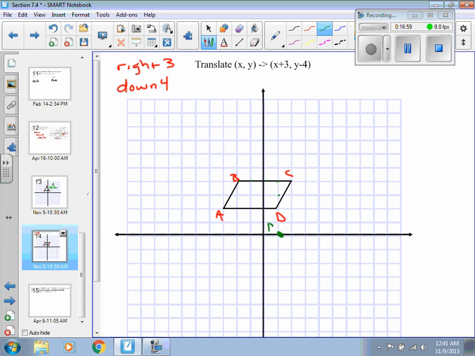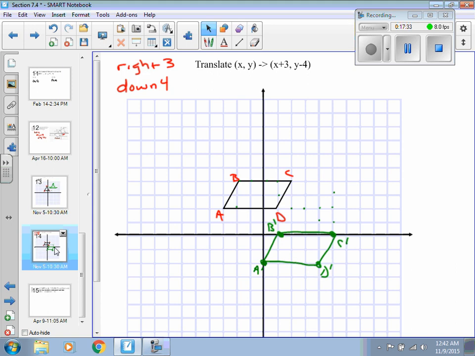Okay, it's going to be B prime. C, 1, 2, 3, and down 4, 1, 2, 3, 4. Okay, it's going to be C prime. A, 1, 2, 3 to the right, 1, 2, 3, 4 down is A prime. And we're going to do the same thing with D: 1, 2, 3, and then down 4, 1, 2, 3, 4. And that's D prime. Then we're going to connect our dots to create a new figure that's been translated.